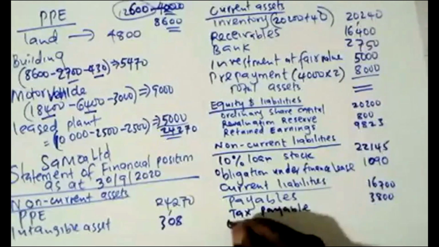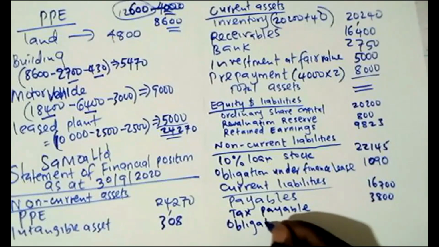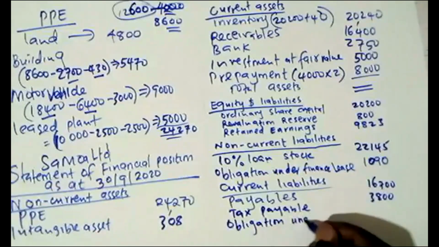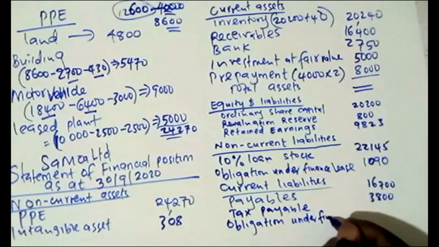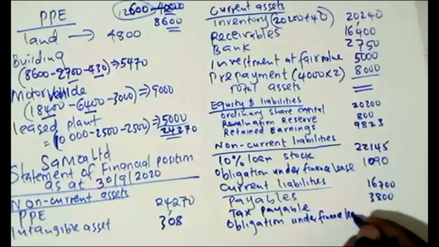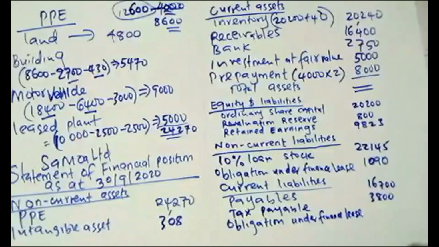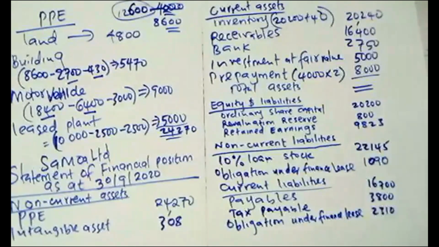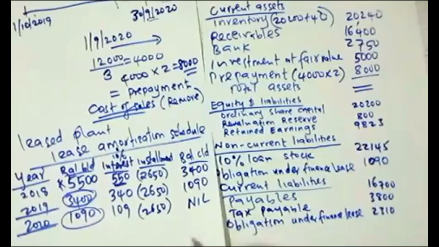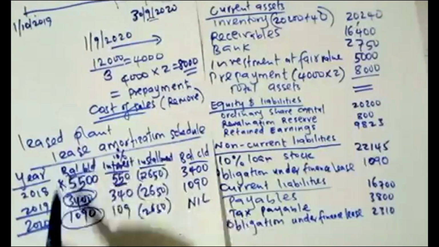Then there was the obligation under finance lease, the current portion. This one we did from the working. We did those workings and we arrived at 2310. So this one is from the lease amortization schedule.